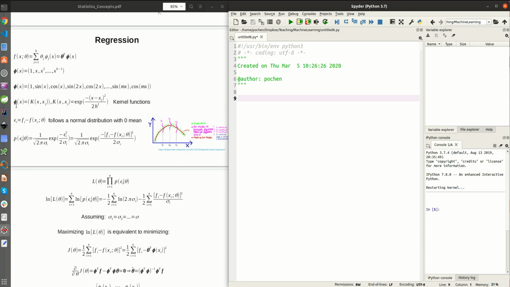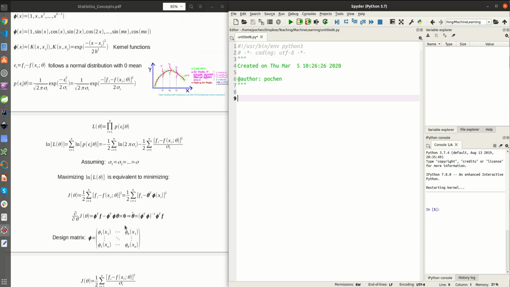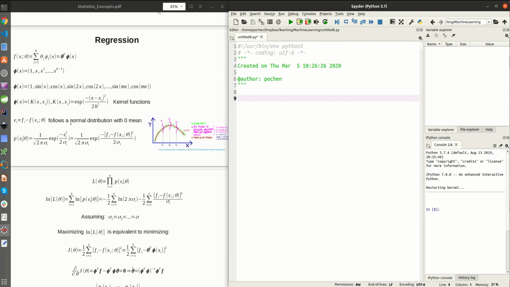So in this case, phi, the design matrix, is going to have how many rows? It's going to have 50 rows, and then 50 columns also, because the number of bases b is the same as the number of training data.